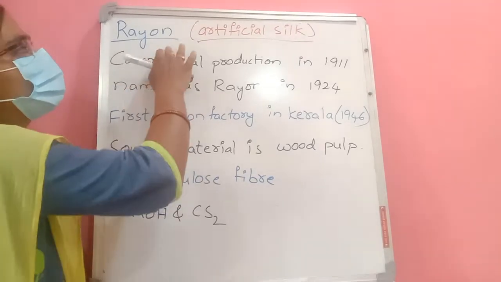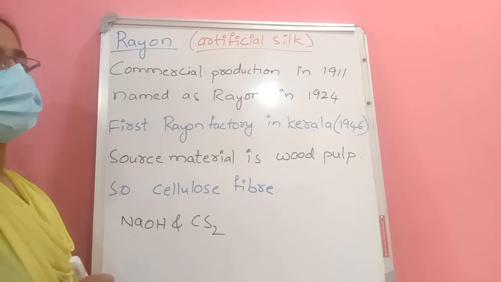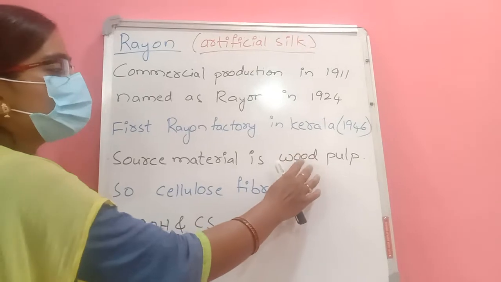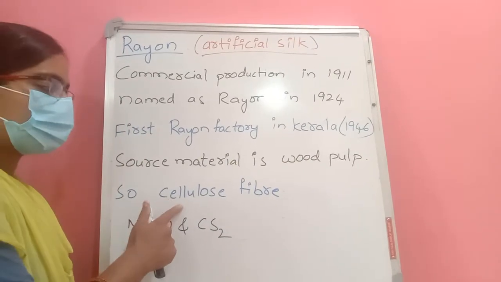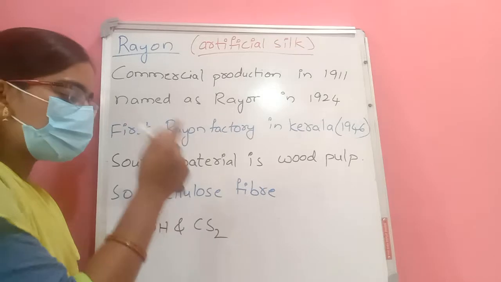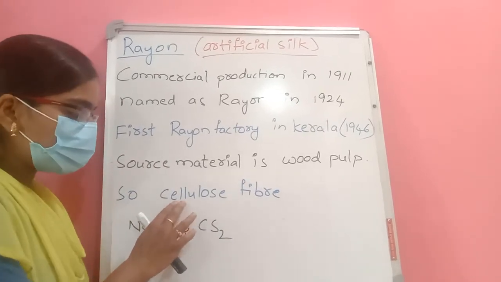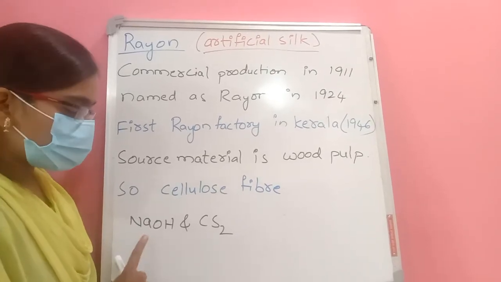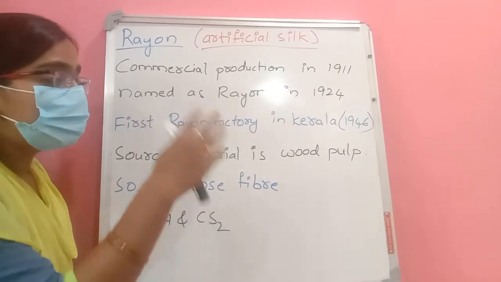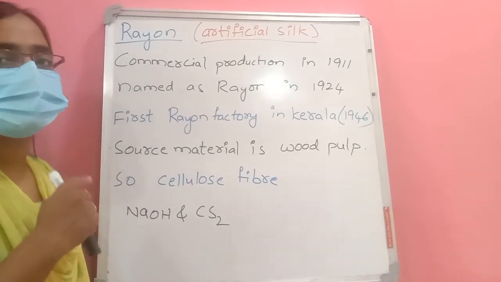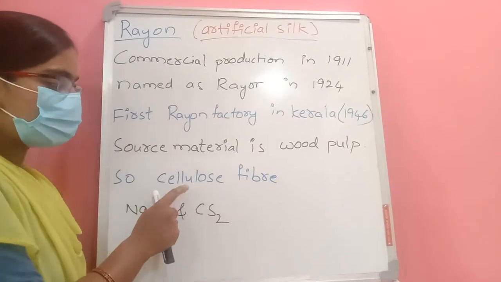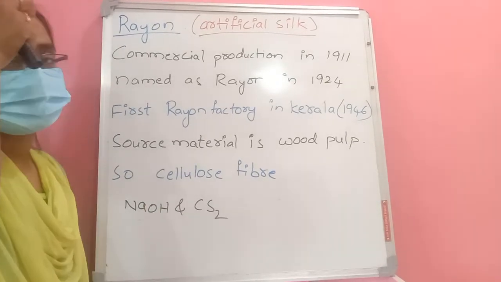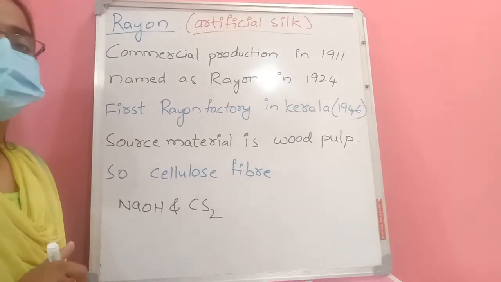So then we could call rayon a natural fiber, but we do not; it is synthetic. Why do we call this a synthetic fiber? Wood pulp contains cellulose, so it is called a cellulose fiber. But this cellulose must be treated with sodium hydroxide and carbon disulfide. We do not get the fiber directly from wood pulp. The cellulose is treated with chemicals, sodium hydroxide and carbon disulfide. That's why rayon is called a synthetic fiber.